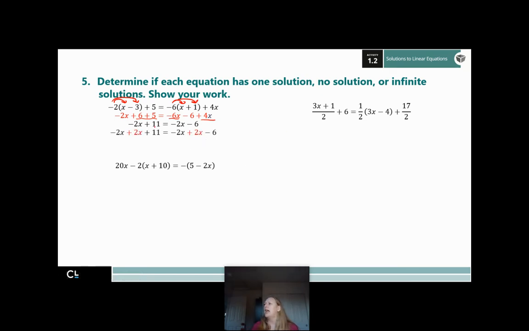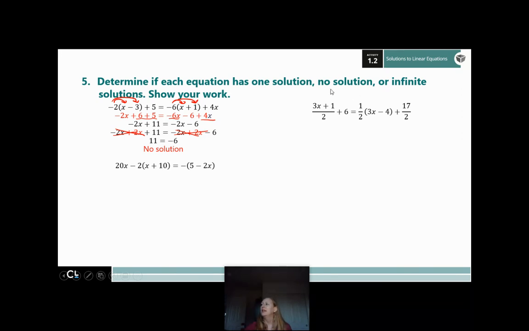But something interesting happens here. Because it killed that guy off, but it also killed that guy off. And so I ended up with 11 equals negative 6. Well, that's never true. 11 does not equal negative 6. I'd much rather have $11 than negative 6. Oh, somebody owes $6. Not good. So because that's not true, and it's never true, then I'm going to say no solution.